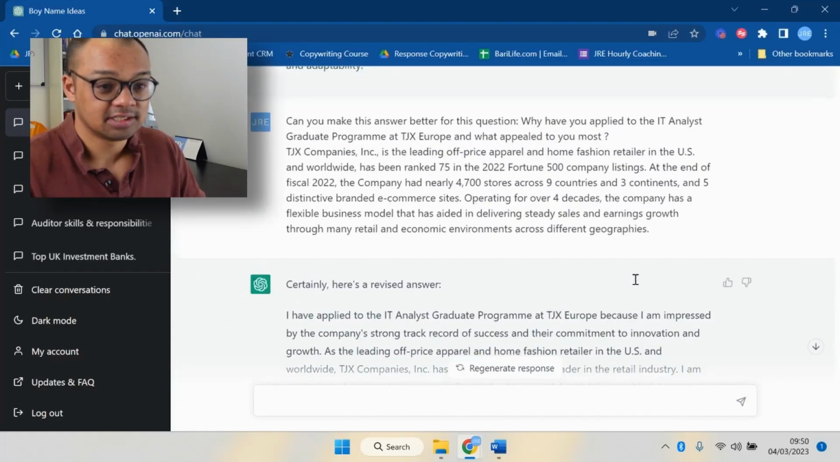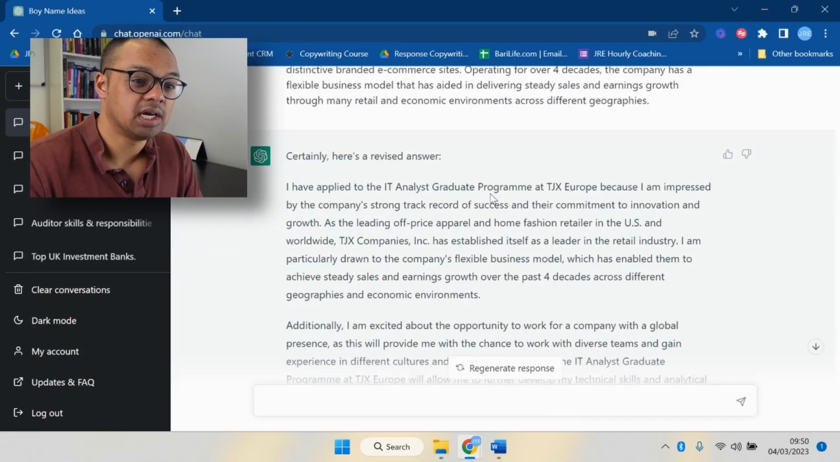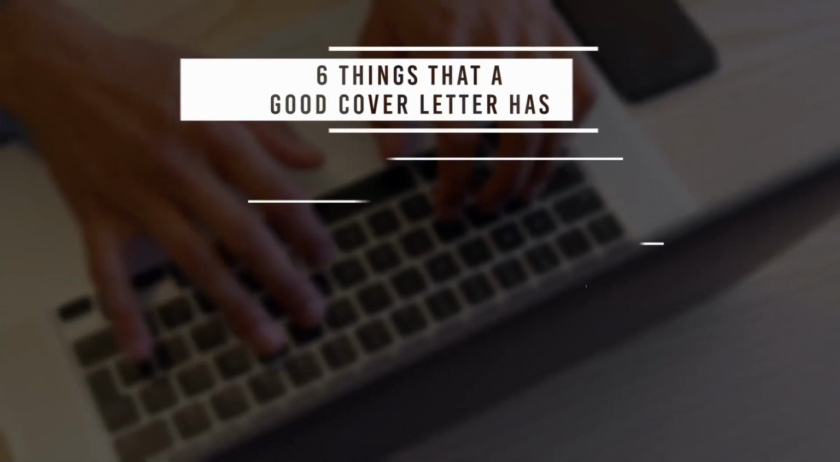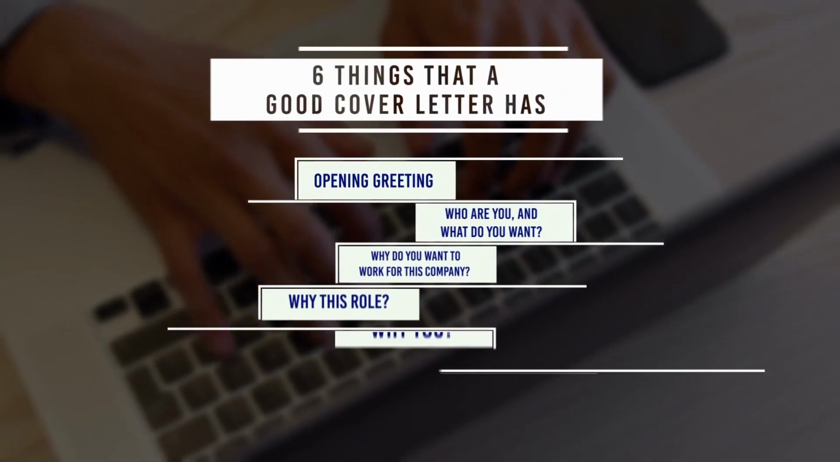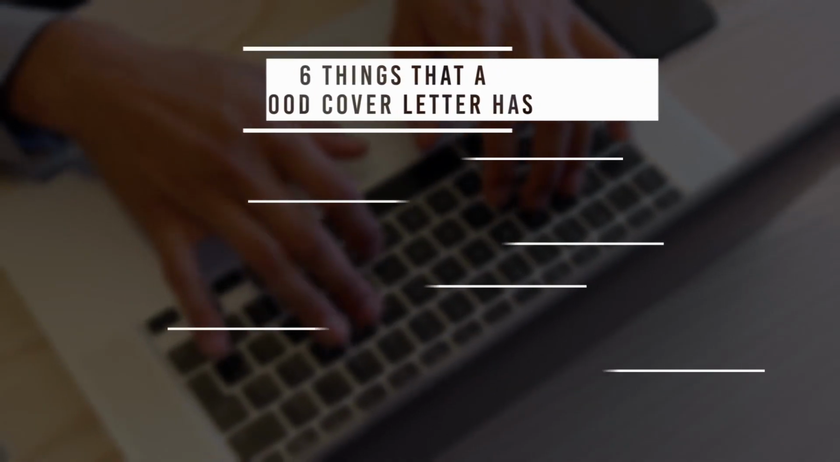And the TJX answer has taken my answer and made it into 2 paragraphs. So this is generally something we'd have to do in a great cover letter. A good cover letter should have 6 things, which is opening greeting, who are you and what do you want, why do you want to work for this company, why this role, why you, and also your availability.